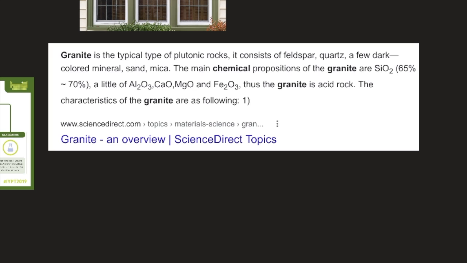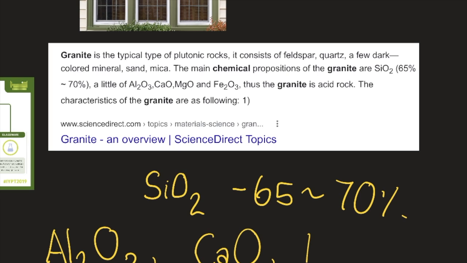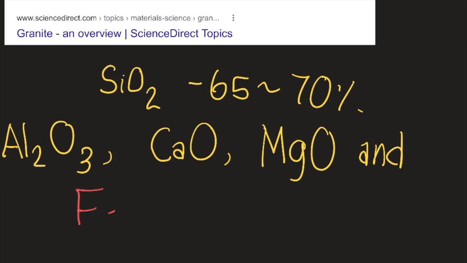So granite is the typical type of plutonic rock. It consists of feldspar, quartz, and a few dark colored minerals. I previously talked about granite, but I didn't specifically describe the elements, so we'll go into that right now. The main chemical composition of granite is silicon dioxide, so that's why we're talking about granite. So 65% to 70% silicon dioxide and a little of aluminum oxide, Al2O3, calcium oxide, magnesium oxide, and iron oxide.